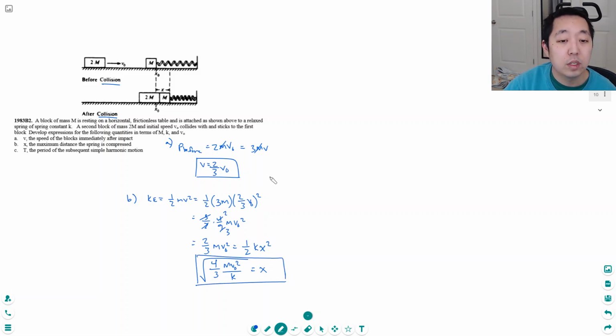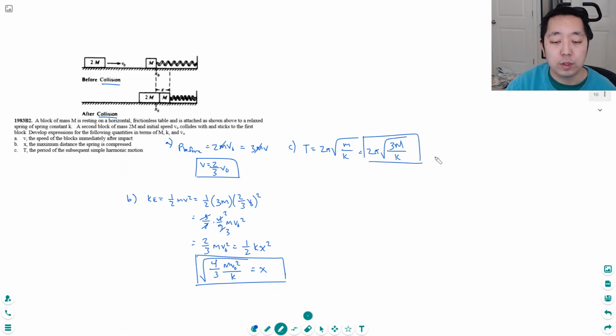Okay. Part C, the period of the subsequent harmonic motion. Period is given by 2 pi square root of m over k. That's the formula. And the mass is 3m. And k is one of the constants I'm allowed to use. So that's that. Okay, so that was a quick one.